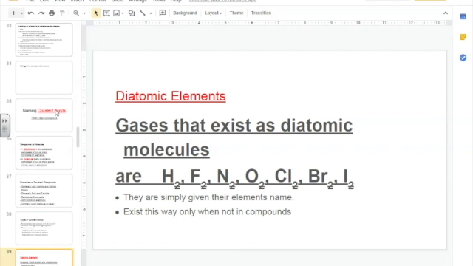So the first type of covalent bonds we're going to talk about are diatomic elements. So these are gases that exist as diatomic molecules, or basically if you find this in nature, it'll never just be that element by itself. It'll at least be bonded with one other. And the 7 diatomic molecules are H2, F2, N2, O2, Cl2, Br2, and I2. That's why if you have a tank of oxygen, it's never just O. It's always O2, because oxygen is a diatomic element, which means it always is at least bonded with itself.